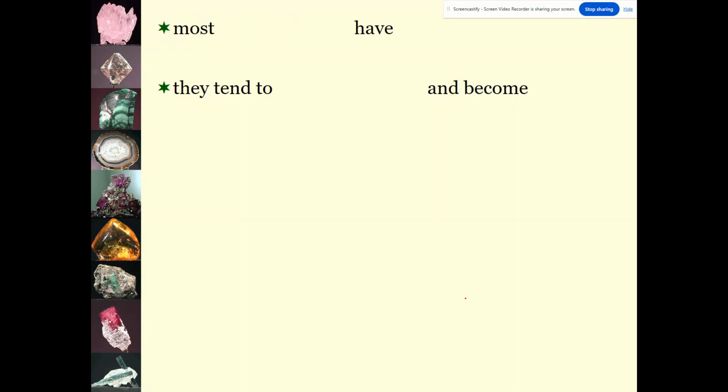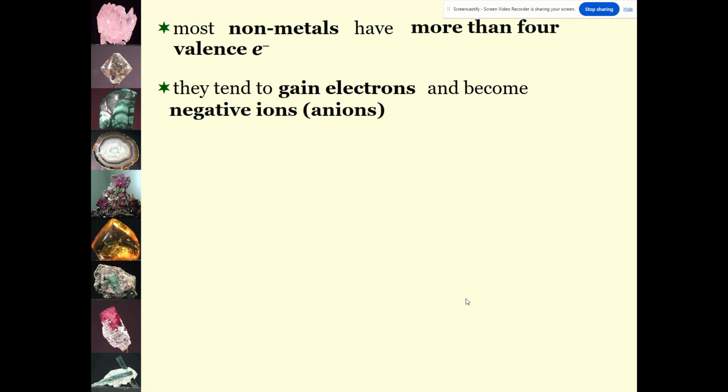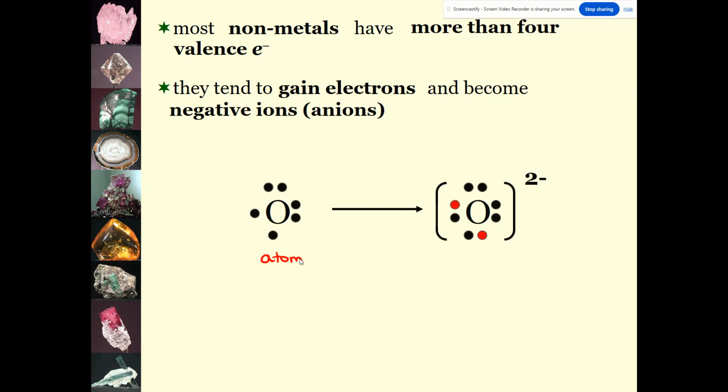Nonmetals, on the other hand, have more than 4, so they gain electrons to become filled. So let's say we're looking at oxygen again. Oxygen was in group 16, so it had 6 valence electrons as an atom. As an ion, to become full, it needs 8. It's going to gain 2 to have a full 8, and you don't have to draw them as different colors. That's just to show you. Those are the 2 electrons they gained, and it now has a 2 negative charge. Remember, electrons are negative, so when you gain electrons, you become negative. When you lose electrons, you become positive.